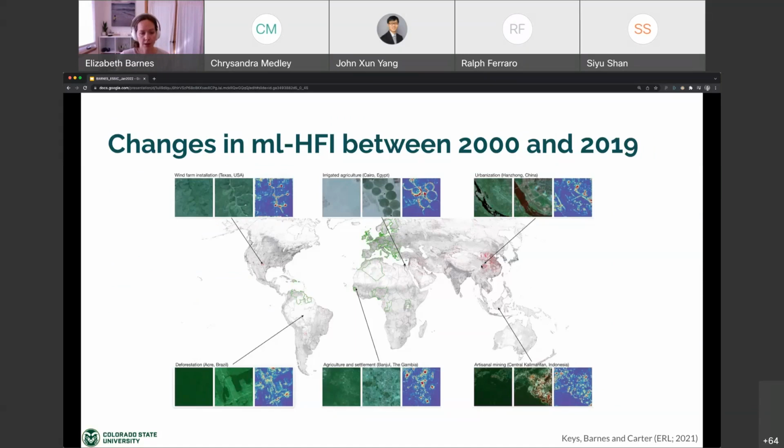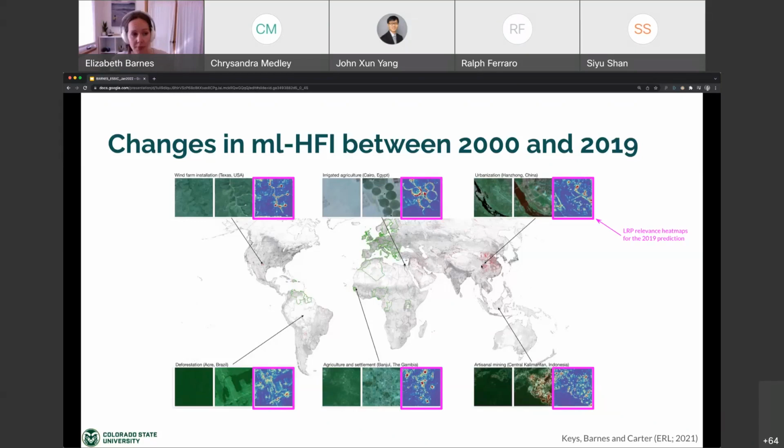Now, in each of these three sets of images, the leftmost image is the Landsat imagery from 2000, the middle is from 2019, and the right-hand side is this LRP heat map telling us where the network looked when it decided that 2019 had a higher value than 2000. That means humans have impacted the land surface there over the last 20 years. And if we focus in, actually, we felt pretty good about these results.